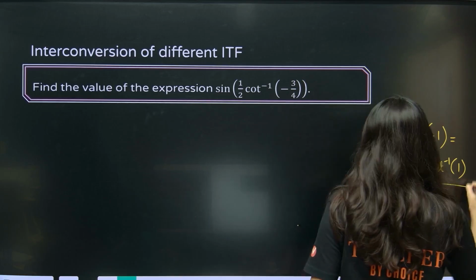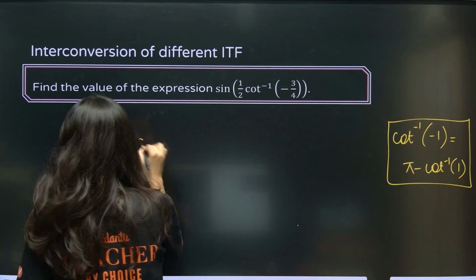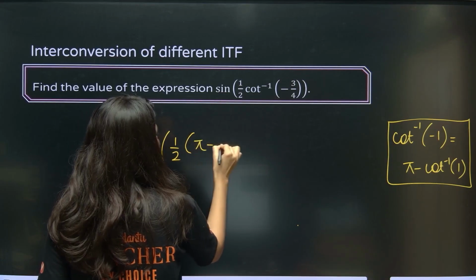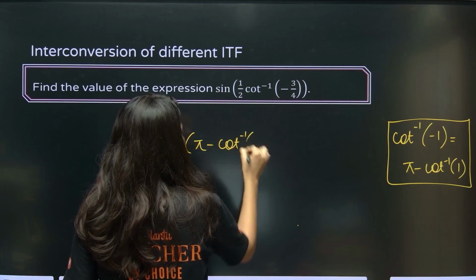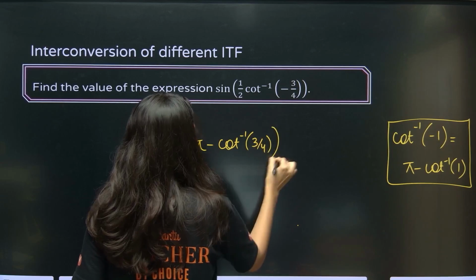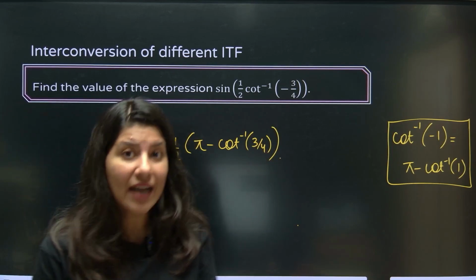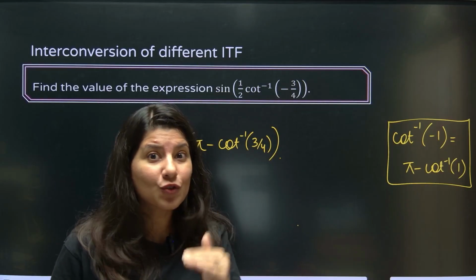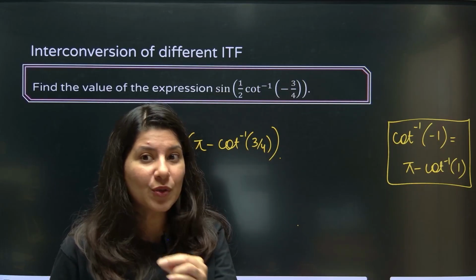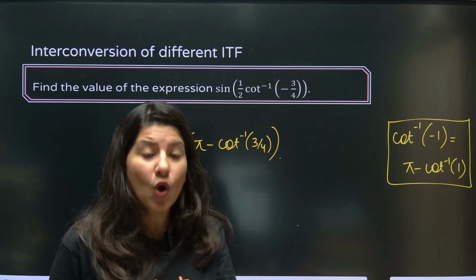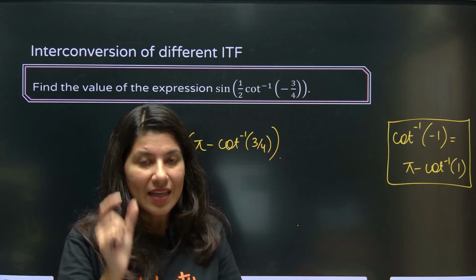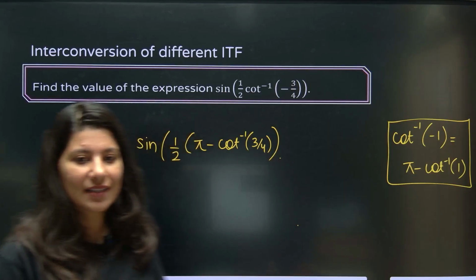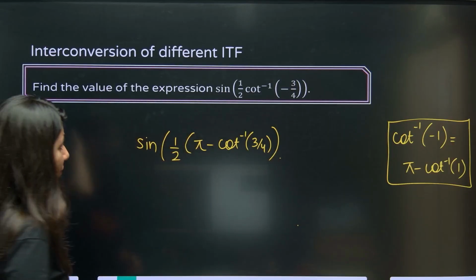So this is the trick which we are going to use right now. This is sine of half, and this is pi minus cot inverse 3 by 4. Can I do that? Especially in cot inverse, cos inverse and sec inverse. These three are the same category, right? 0 to pi, 0 to pi, 0 to pi. So I have told you, when cot inverse, cos inverse and sec inverse is negative, just write pi minus. And if that is positive, directly write the answer. Okay, so this is how it is going to be.